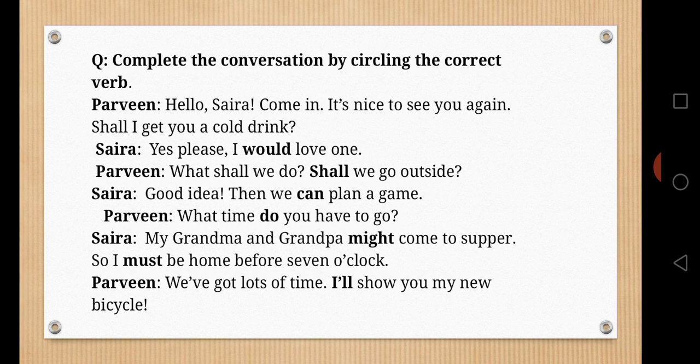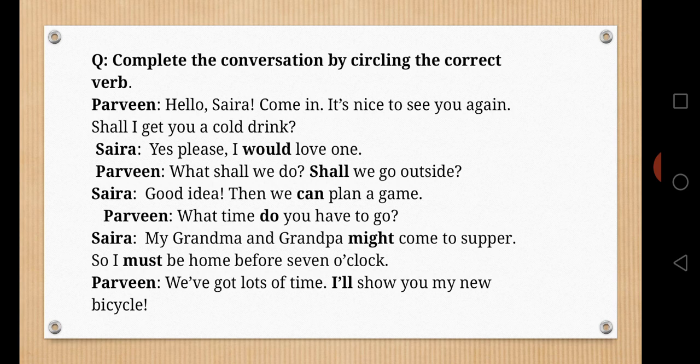Let's start. Parveen: Hello, Sarah. Come in. It's nice to see you again. Shall I get you a cool drink? Sarah: Yes, please. I'd love one. So, here circle the word would. That is the correct verb.